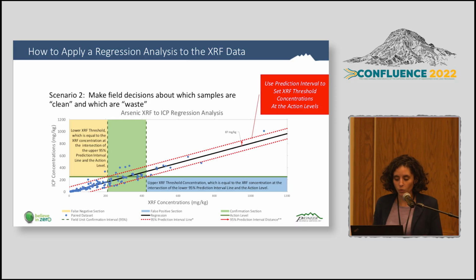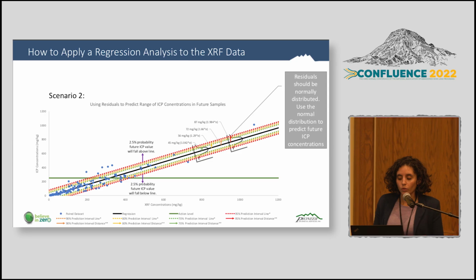With the least sum of squares method, typically your residuals are going to be normally distributed. And since you know that they're normally distributed, you can use that mathematical distribution to predict future values. So you can say, okay, I want to be 95% sure I don't have any false negatives. And I'm not quite as concerned about the false positives, so we're going to do 70% on that.